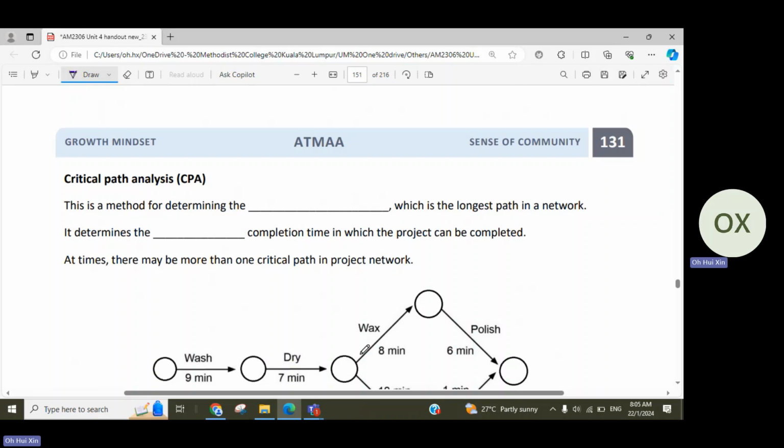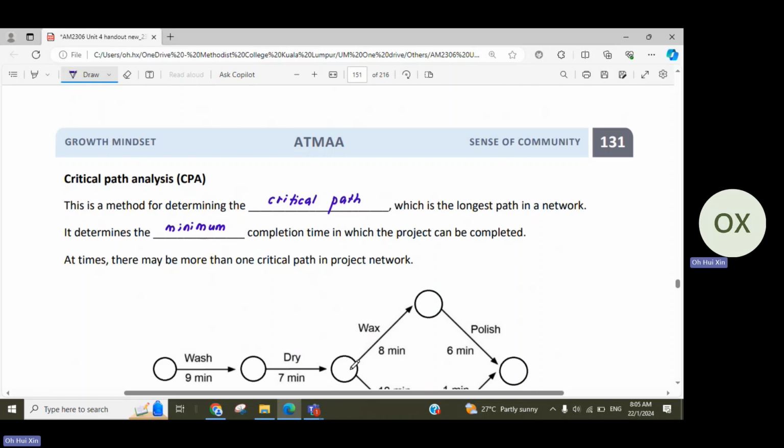First of all, we need to understand what a critical path is. Critical path analysis is basically a method for you to determine the critical path. So what is meant by critical path? Critical path is the longest path in a network. Later after we get the critical path, you will understand what is meant by longest path. This critical path will determine the minimum completion time that you need to complete a certain project.